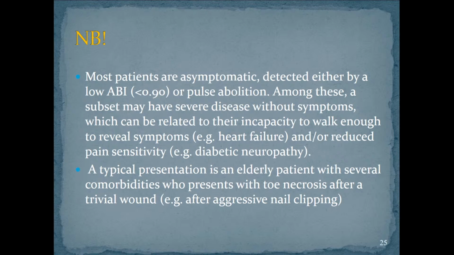Most patients are asymptomatic, detected either by the low ABI or pulse abolition. Among these, a subset may have severe disease without symptoms, which can be related to their incapacity to walk enough to reveal symptoms, heart failure, for example, and reduced pain sensitivity, which takes place in diabetic neuropathy. A typical presentation is an elderly patient with several comorbidities who presents with toe necrosis after a trivial wound.